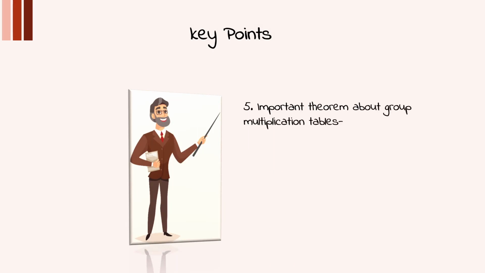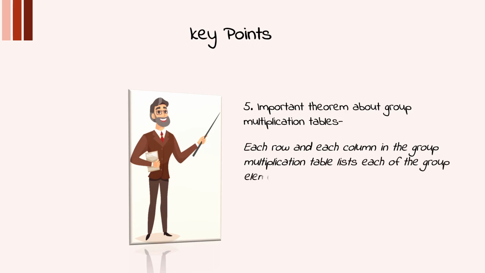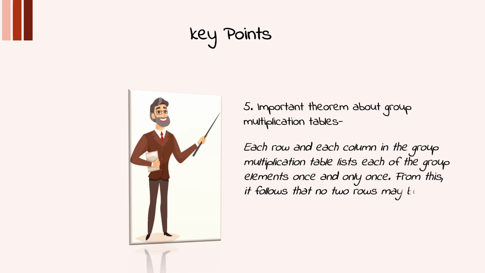we need to talk about group theory, and therefore the group multiplication table, which states that each row and each column in the group multiplication table lists each of the group elements once and only once. From this, it follows that no two elements in a row or a column may be identical.